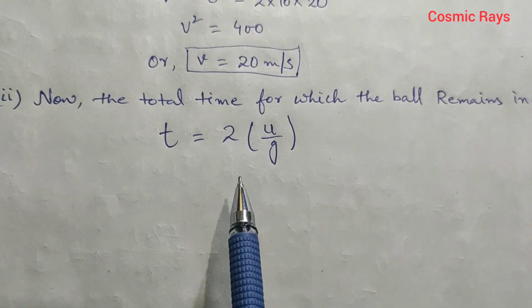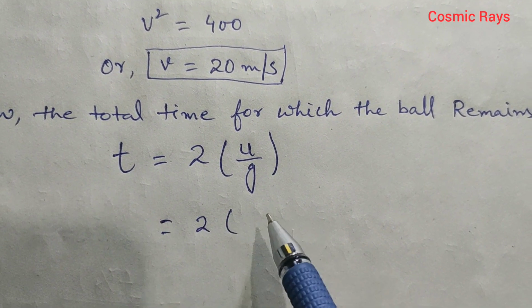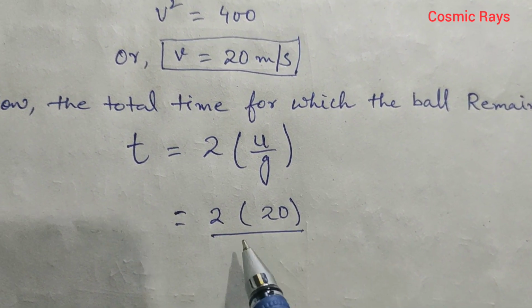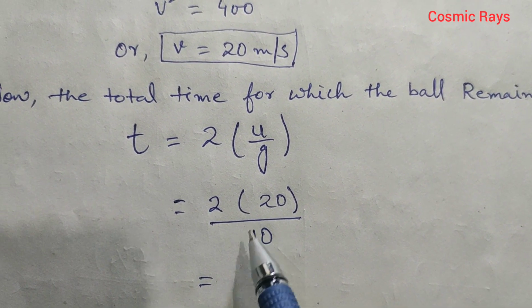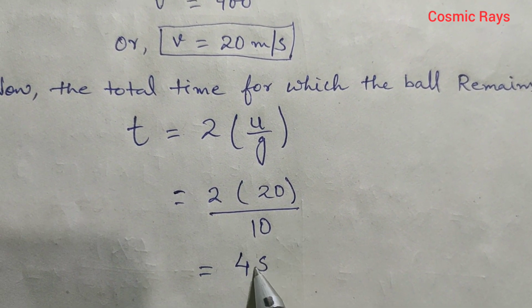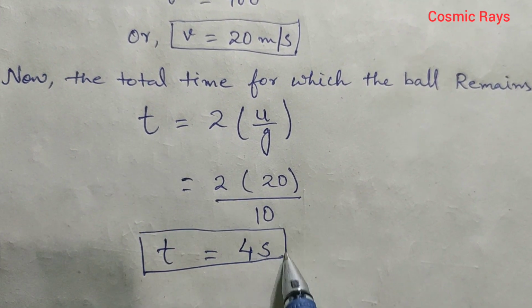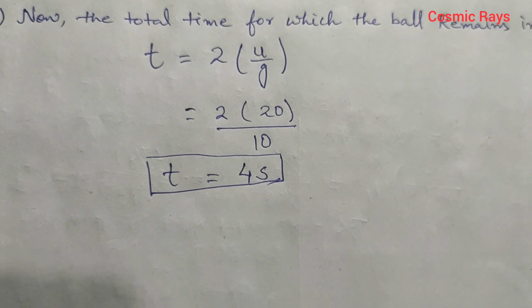So we will write the values. 2 is as it is. Initial velocity u, we have calculated it to be 20 upon the acceleration due to gravity, that is 10. After calculation, we find it to be 4 seconds. So the time for which the body or the ball remains in the air is 4 seconds, which is the answer.